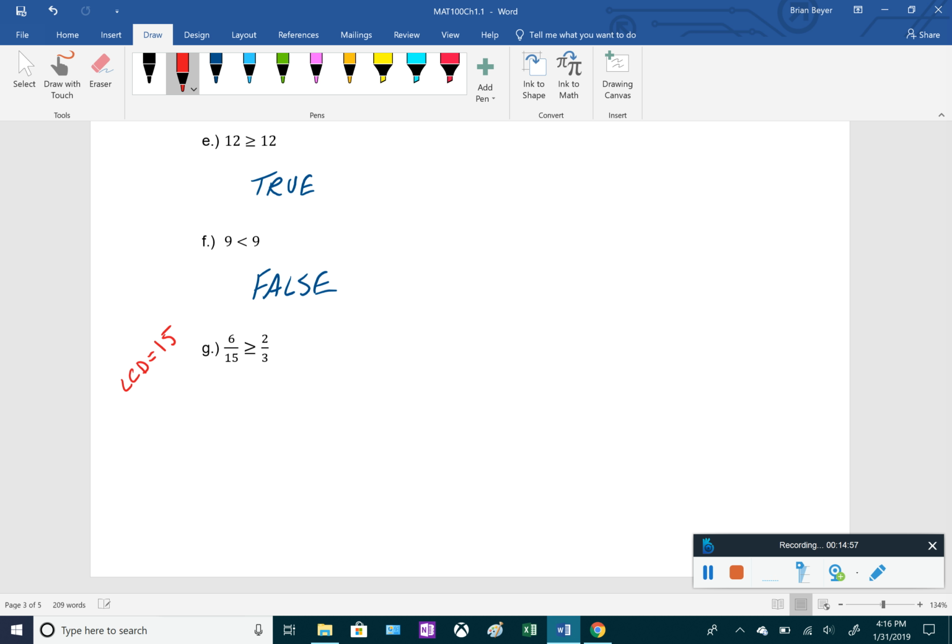So we need to multiply this fraction by 5 over 5. We didn't have to change the first one at all because it already had 15 as a denominator. So it's going to be 6 over 15 is greater than or equal to 2/3 times 5 over 5, which is 10 over 15. So now we compare the numerators. 6 is not greater than or equal to 10, so this is false.